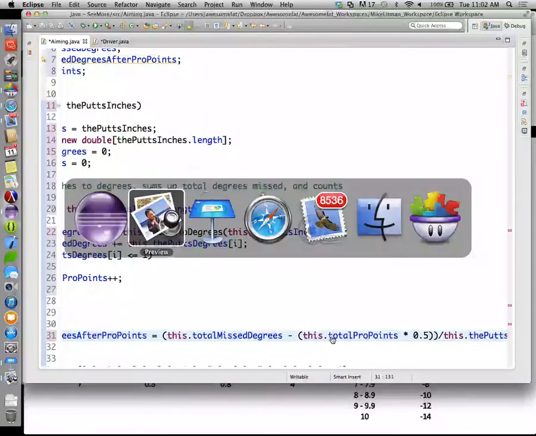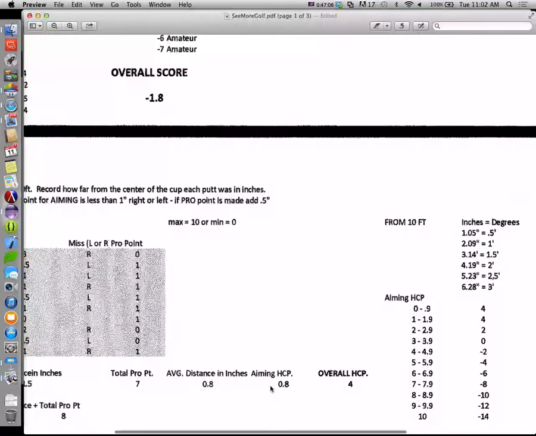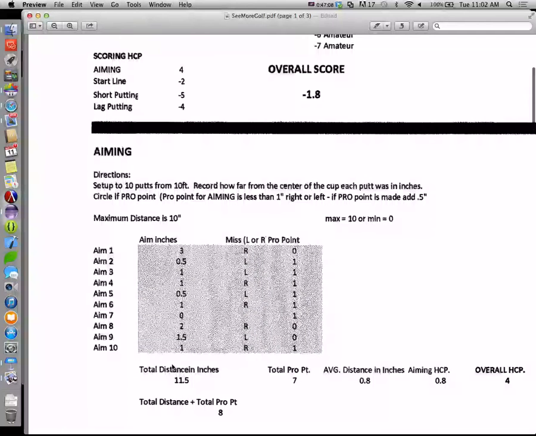And the math we just did there is this guy. Sum it all up, subtract from that this number, total pro points times 0.5, so that'll be 3.5. So 11.5 minus 3.5 is 8, divided by 10 will give us the 0.8. Make sense?